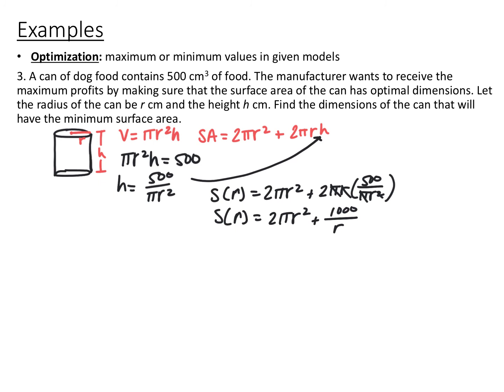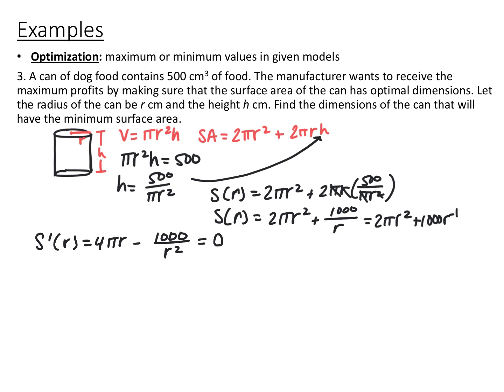So the first step would be to take the derivative, find s prime of r. Pi is just a constant, so just treat it like a constant. So we found that the derivative s prime of r is 4 pi r minus 1,000 over r squared. And maximum and minimum occur at stationary points, and stationary points occur when your derivative or your gradient is equal to 0.